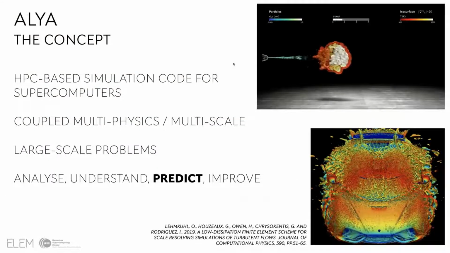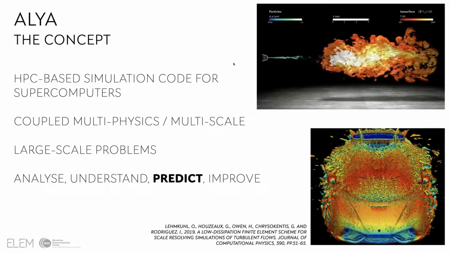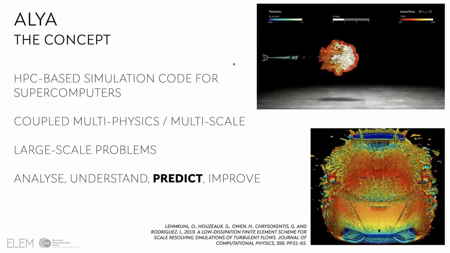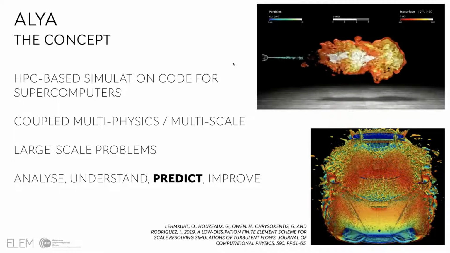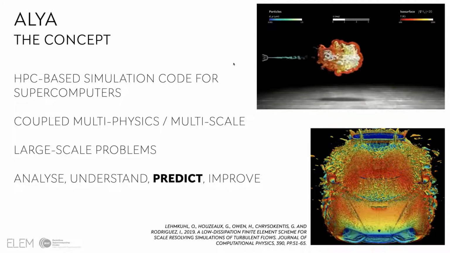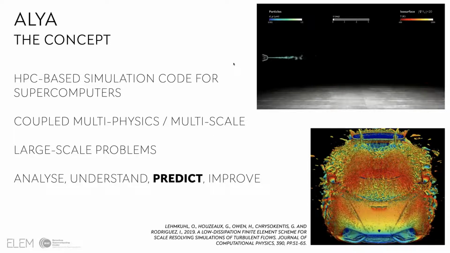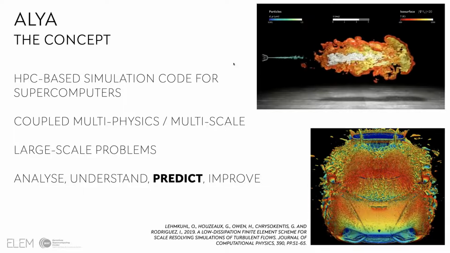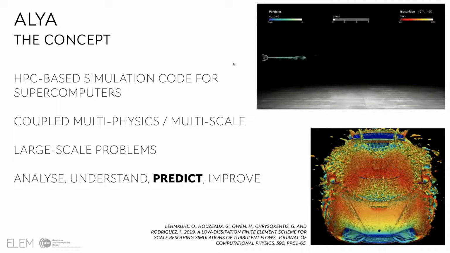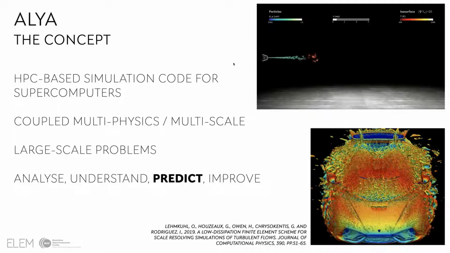The concept of the code is for high performance computing based simulation for supercomputers. I'm not saying that every simulation in any industrial domain must run in a supercomputer. What I'm saying is that there are plenty of things that you don't need a supercomputer to do, but for the cases in which you need a supercomputer, there we are, and there is ALIA working. It's for coupled multiphysics and multiscale also. Even if the individual problems can run efficiently, the goal is to make the coupled problem run efficiently.